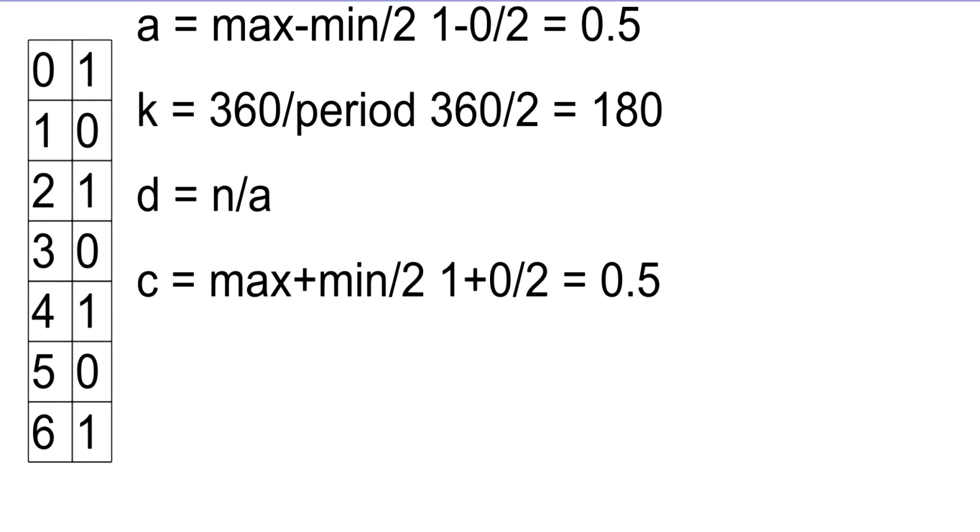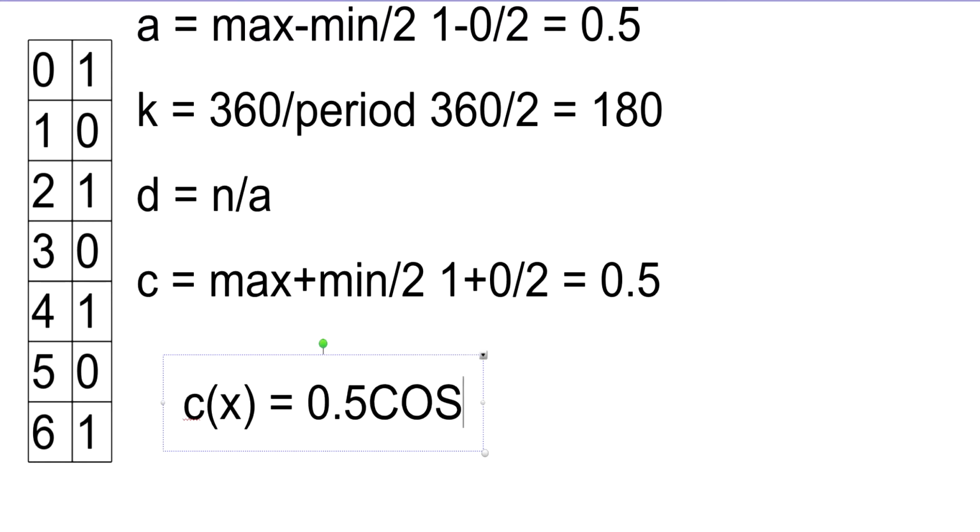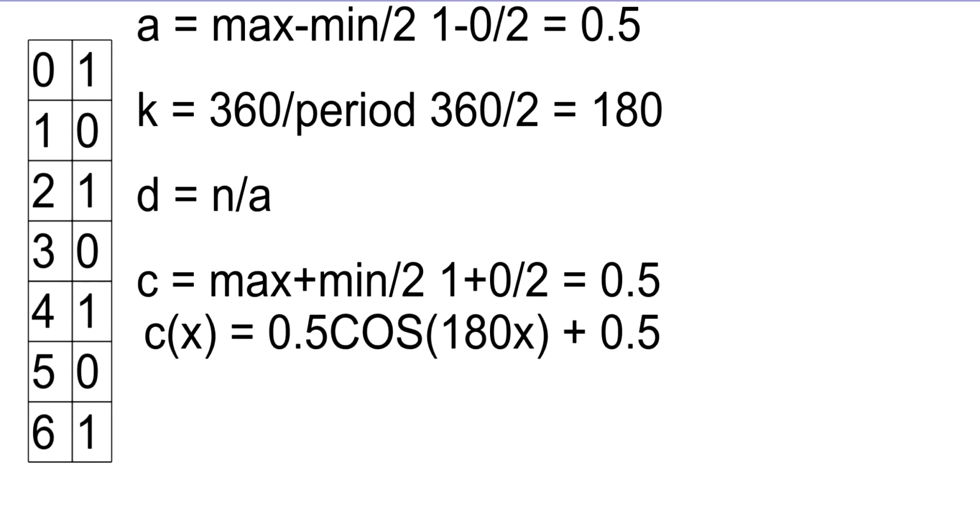Now that we have all 4 of our variables, we can put that into our equation. So cosine equals 0.5 cos bracket 180x plus 0.5. Now that is our cosine equation.